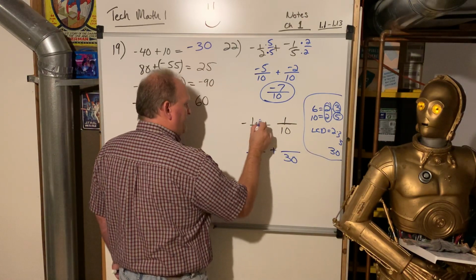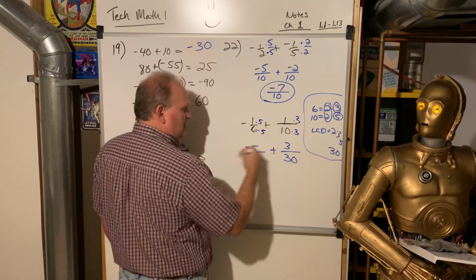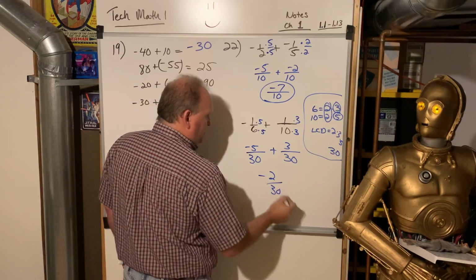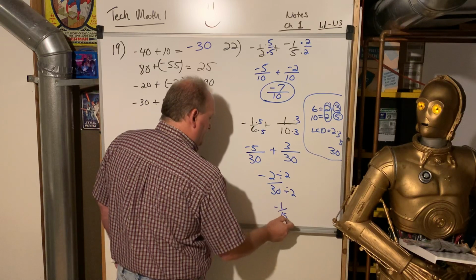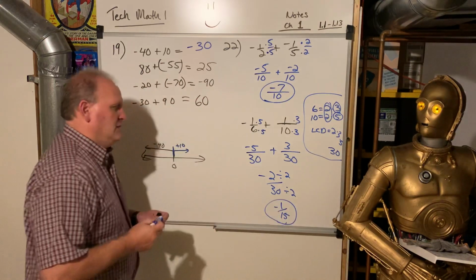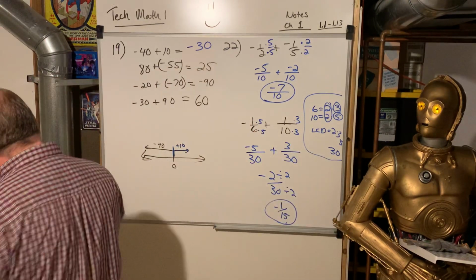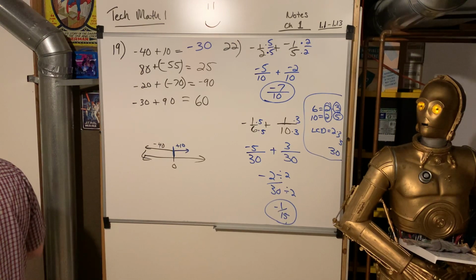Times 5, that's negative 5, times 3, that's 3. So look, even though I use the lowest common denominator, I'm still going to have to reduce this one anyway. That's lowest terms. You see 2 goes into 30 and 2 goes into 5. And so negative 1/15. All right.